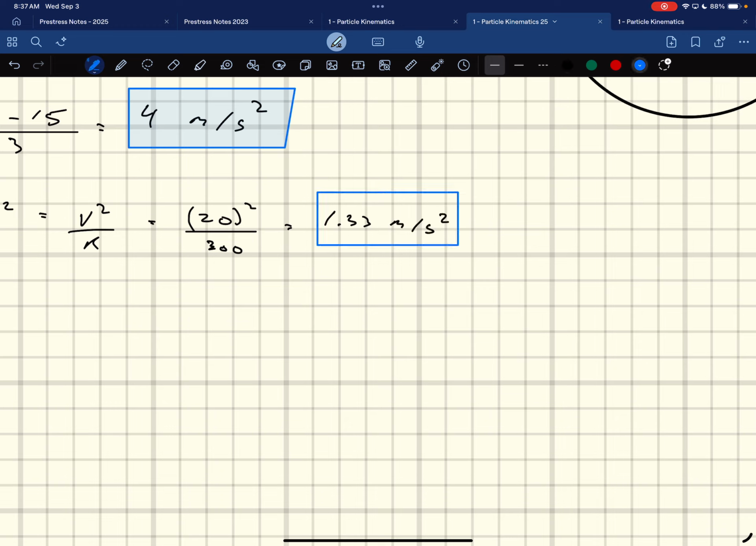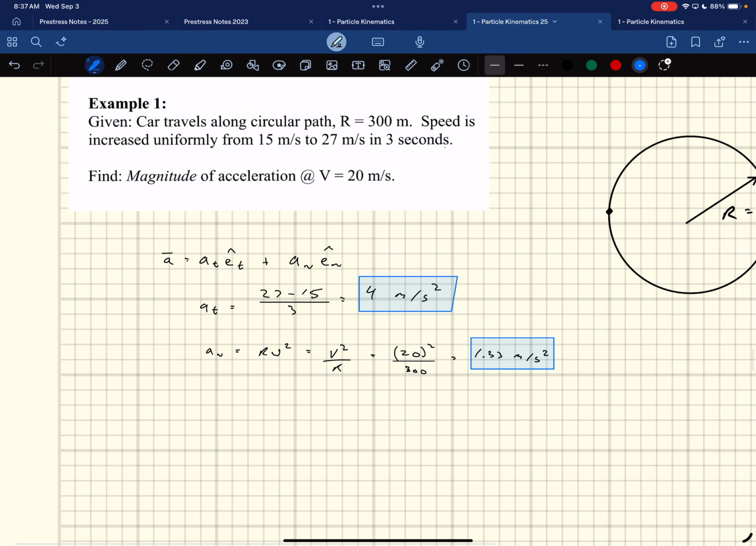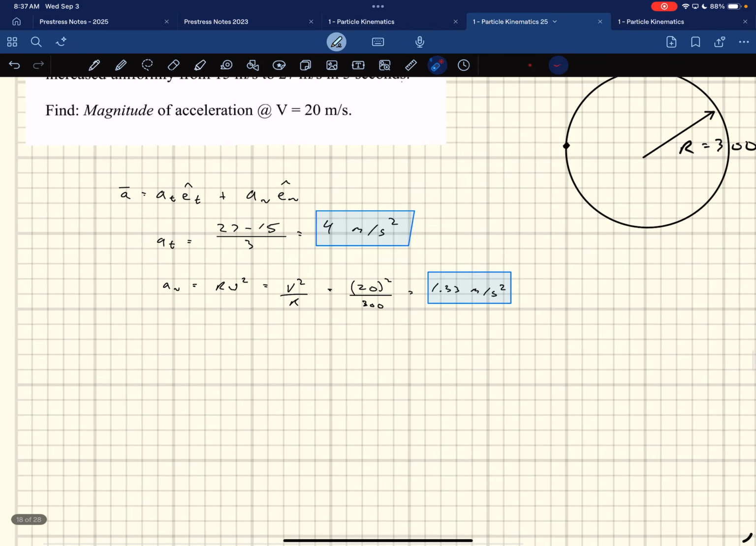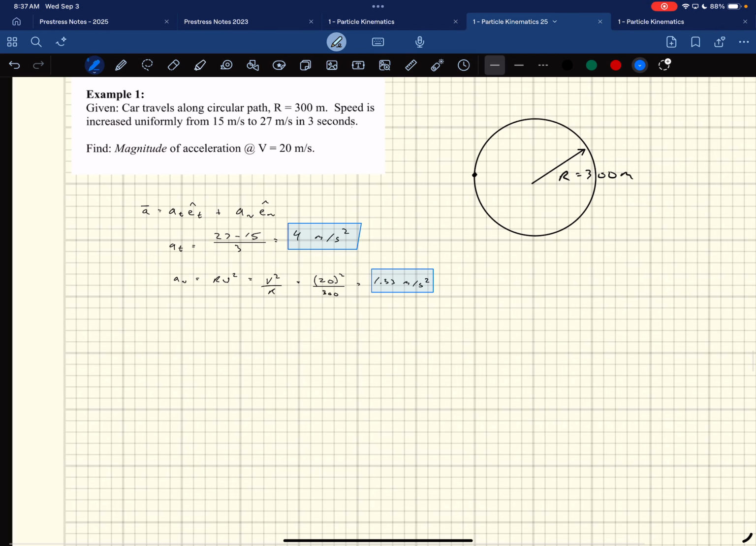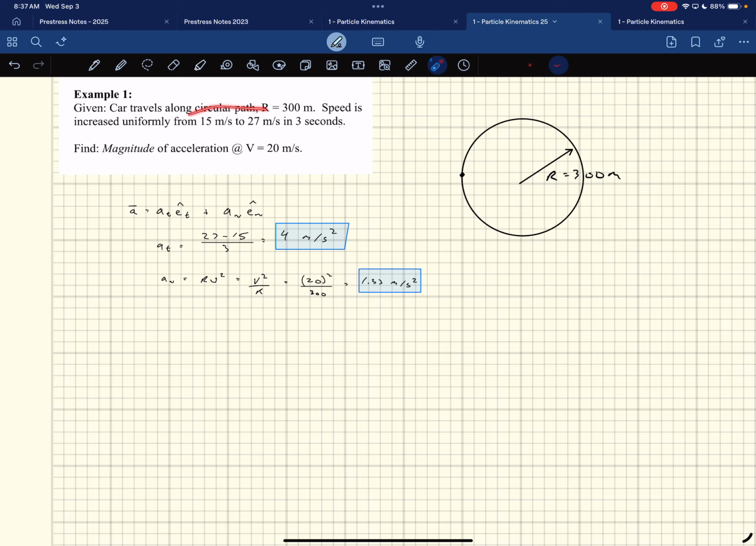Where did you get 20 from? The problem statement, right here: find the magnitude of acceleration at velocity equal to 20 meters per second. All right, and this obviously makes an assumption that it's a constant acceleration. They don't tell us that it's constant, but we make that assumption when we do 27 minus 15 divided by 3.